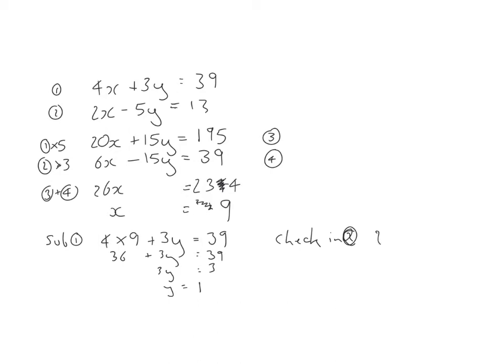And so I've got 2 times 9 minus 5 times 1. 2 times 9 is 18, minus 5 is 13. Check. I know that I'm right. Yay. Okay. I like this method.